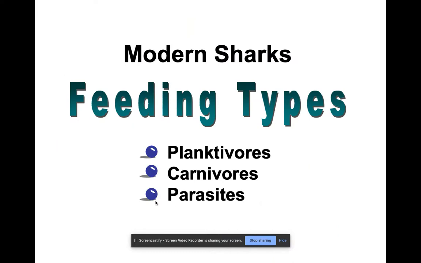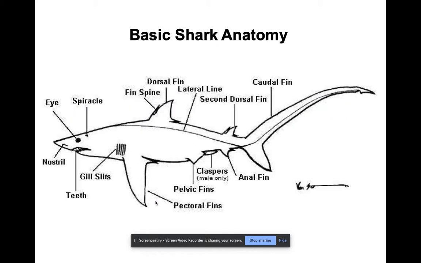So our modern sharks, again, feeding type. Not all are carnivores. We have some parasites, believe it or not, and some are herbivores. Here's the basic shark anatomy that you'll want to be familiar with before you dissect your shark. So again, find something that you can always find and then work your way around it. Typically with the head region there, obviously a lot of names we're very familiar with. Nostrils, eyes, teeth. They do have those 5 to 7 gill slits.